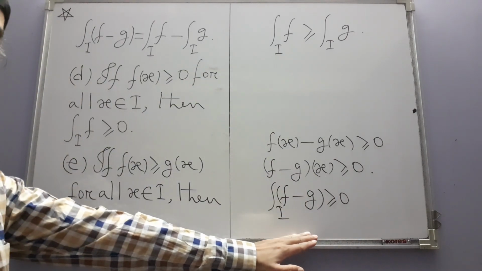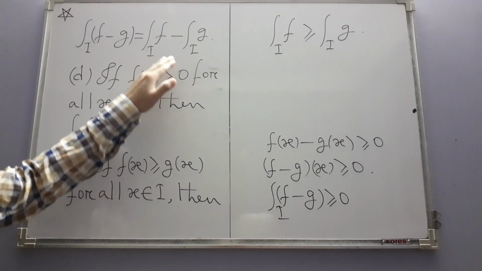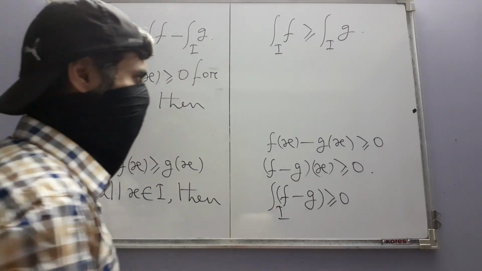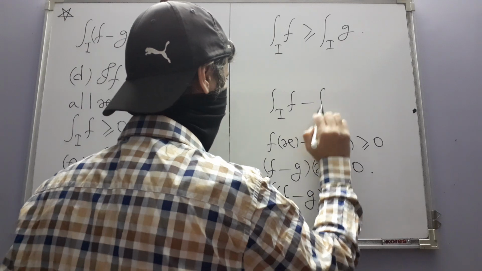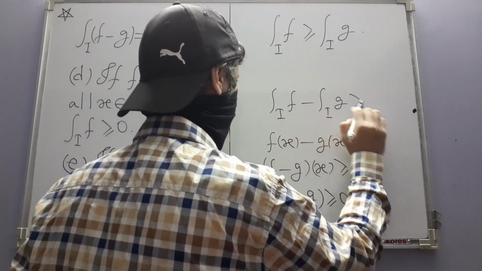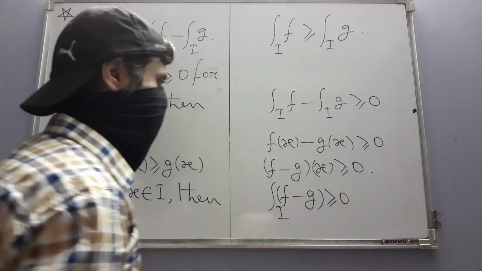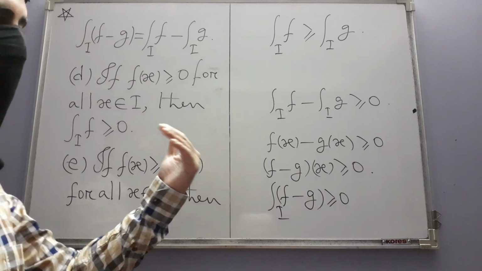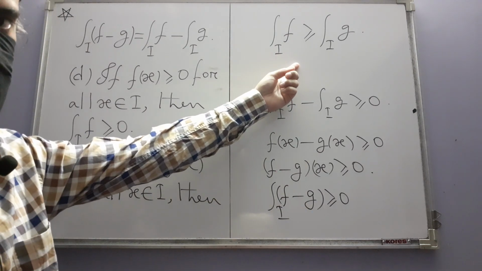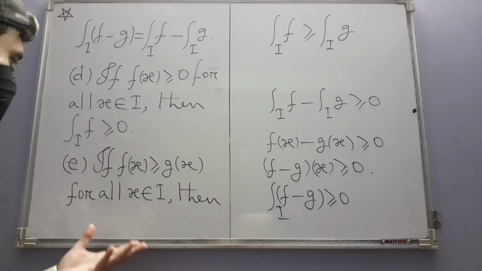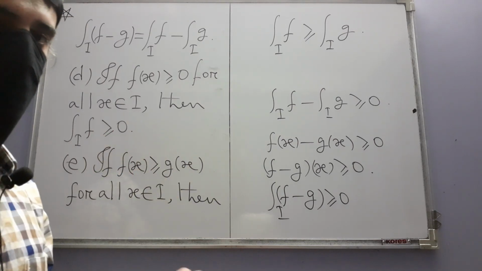And then again you apply part C, this equation. So this integral becomes what? Integral of f minus integral of g. So that becomes non-negative. Now add integral of g on both sides, and that way you get this. This comes out as a consequence of parts C and D.